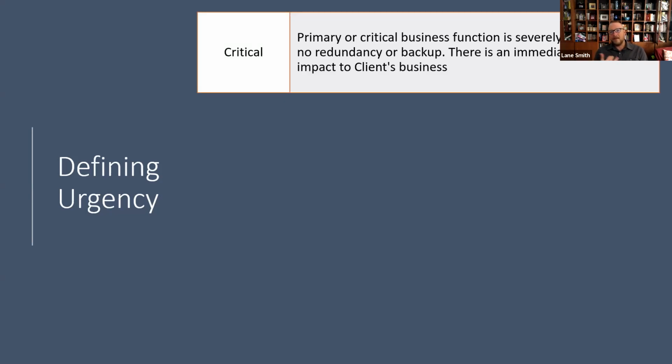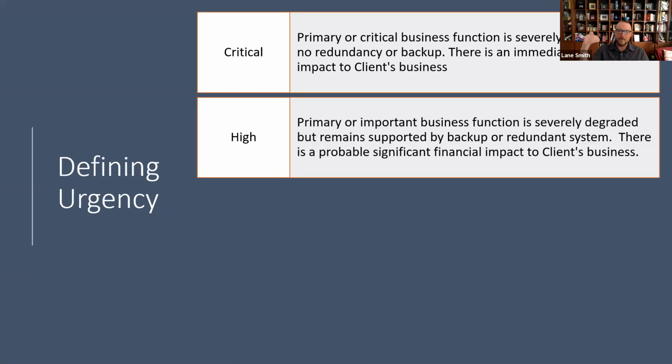So basically, primary critical business functions severely degraded. There might not be a backup. You might not have any redundancy, but definitely for sure, if this is down for too long, the customer's business is going to truly be impacted, right? They're going to lose money. It's going to cost them money. That's critical. Okay. High, you guessed it, a little bit less, right?